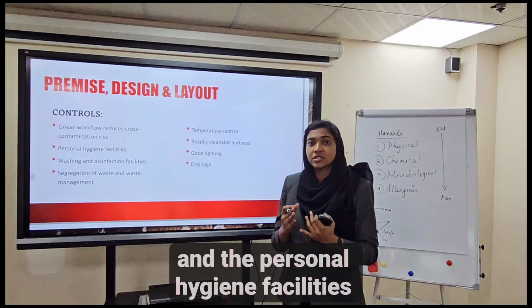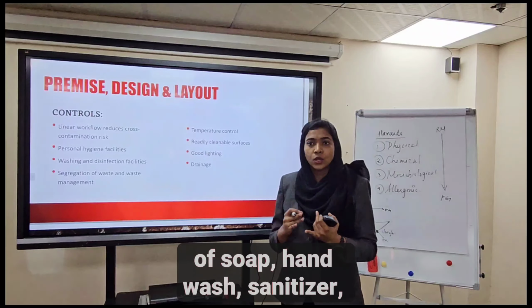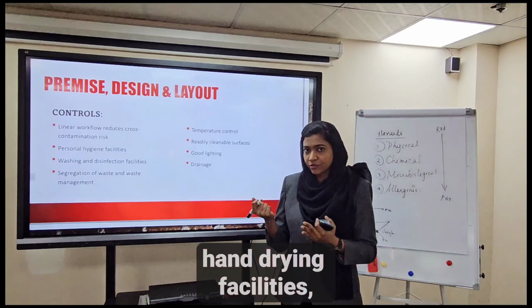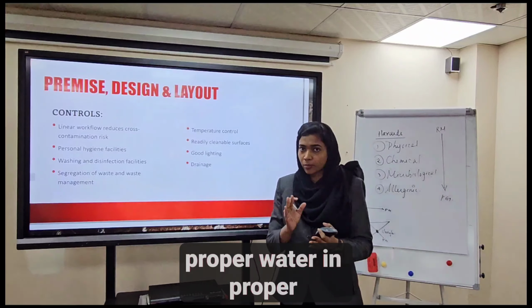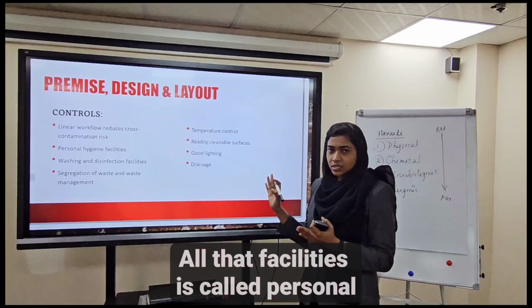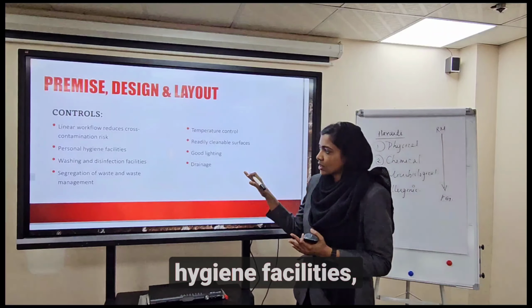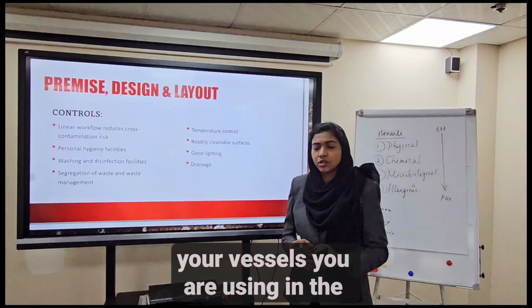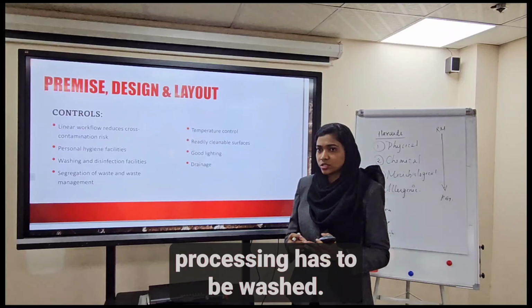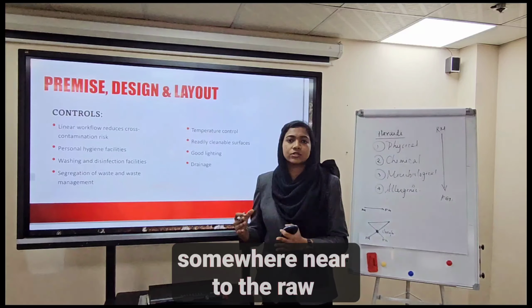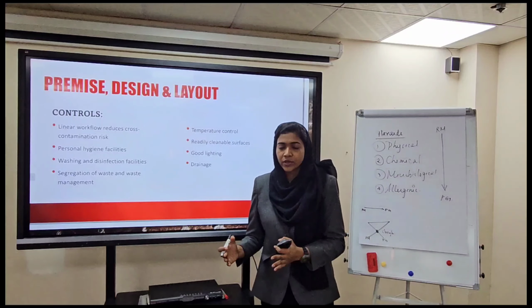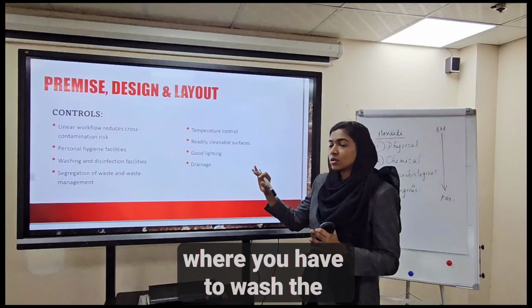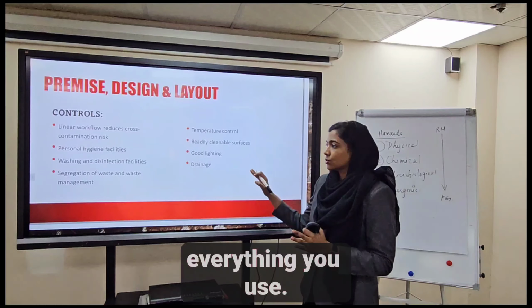And the personal hygiene facilities will include the provisions of soap, hand wash, sanitizer, hand drying facilities, proper water in proper temperature. All those facilities are called personal hygiene facilities. Washing and disinfection facilities: your machines, your vessels you are using in the processing have to be washed. It cannot be washed somewhere near the raw material area or the finished good area. So it has to have a proper area where you wash the machines, the utensils, everything you use.